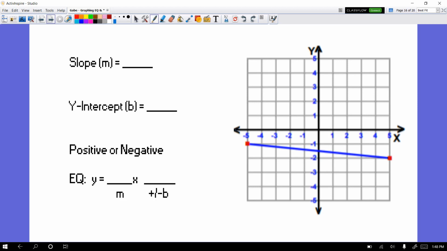Okay, so I'm assuming you paused. So we can identify this line. From the left to the right, it is decreasing. All right, so that makes it negative, which sets us up for a negative slope. So that means we're going to go down 1. So down 1, down 1. Over 1, 2, 3, 4, 5, 6, 7, 8, 9, 10. Right 10.